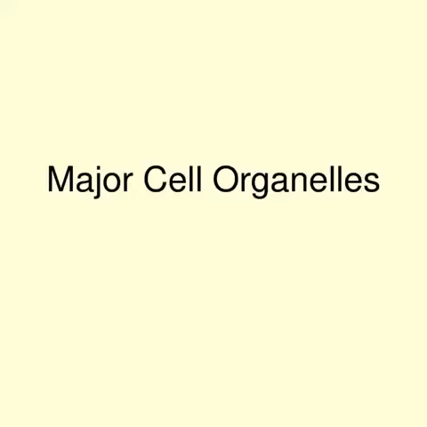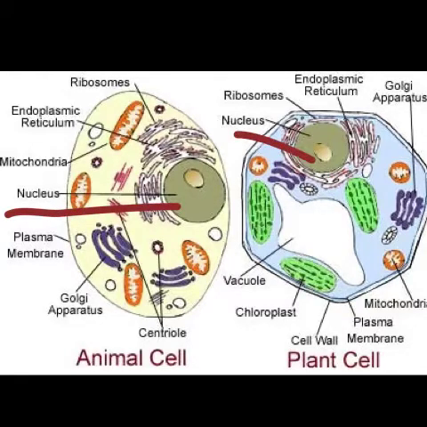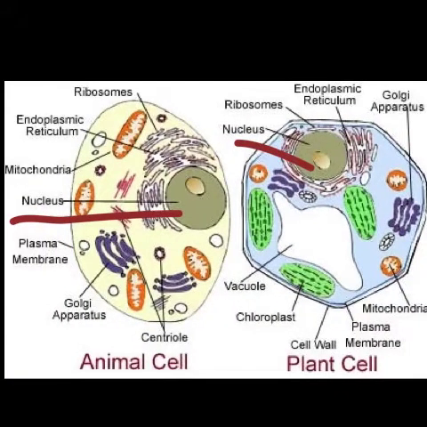In this video, I will be talking about the major cell organelles. This picture is comparing a plant cell to an animal cell. In an animal cell, the main part is a nucleus, and that is the same for the plant cell. Both of them have a nucleus, and it's right there. Another main part of the animal and plant cell are the mitochondria. The mitochondria is right here, and as you can see, they're a little bit bigger in the animal cell than they are in the plant cell.